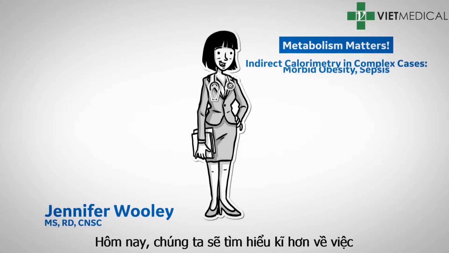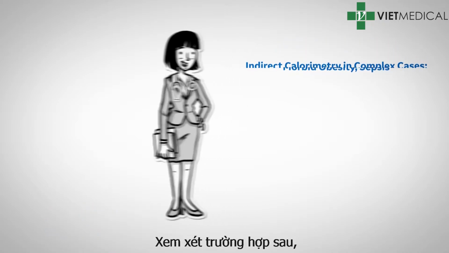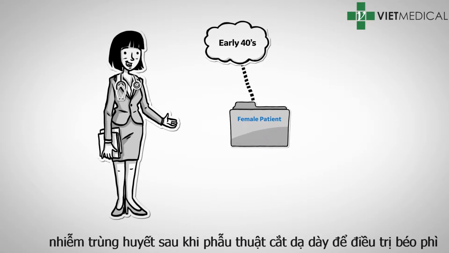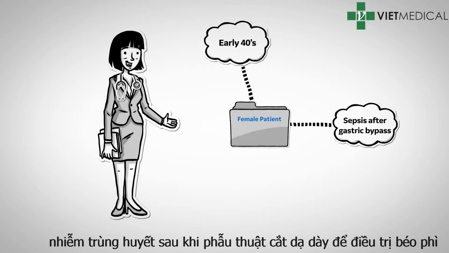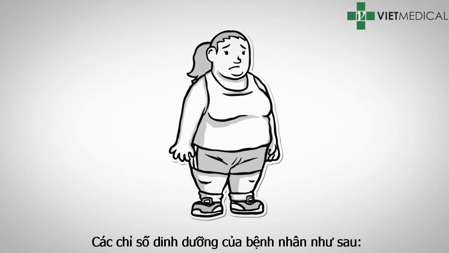Today we'll be taking a look at using indirect calorimetry to feed critically ill, morbidly obese patients. Let's take a look at a case. The case involves a female patient in her early 40s with sepsis after gastric bypass surgery for morbid obesity. The patient's nutrition parameters are as follows.